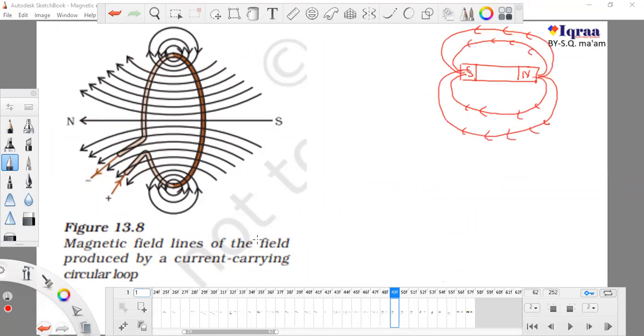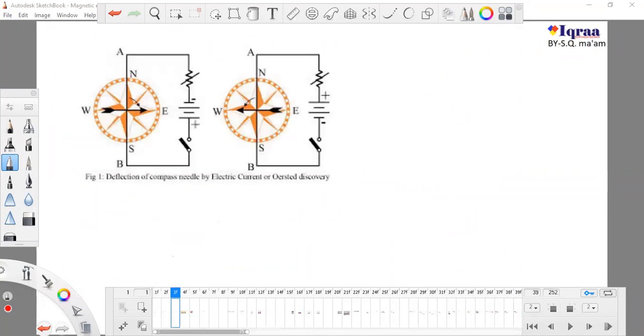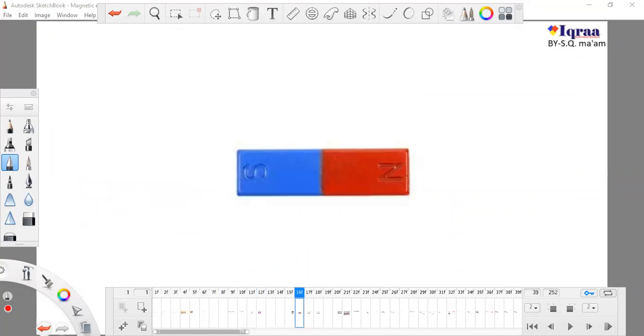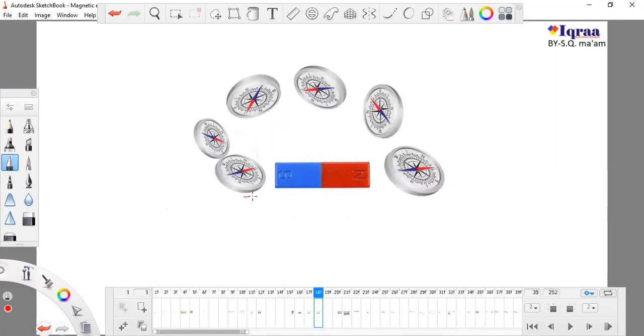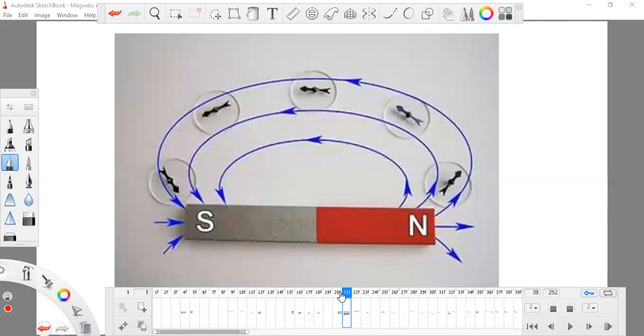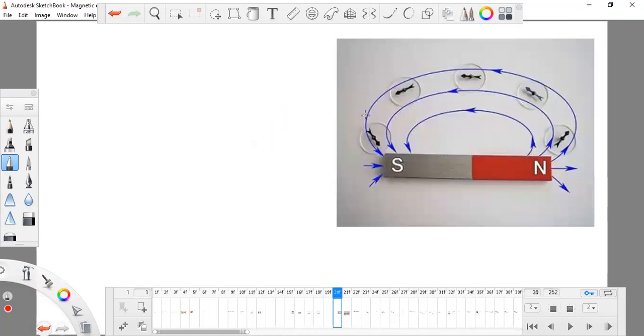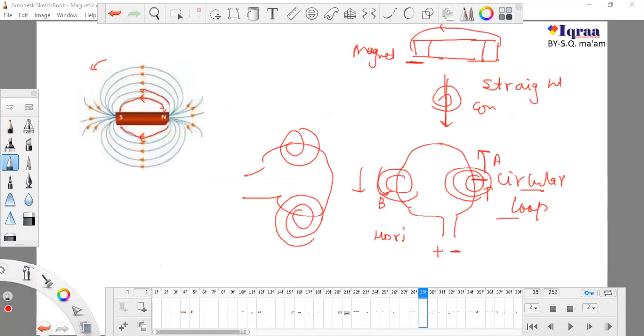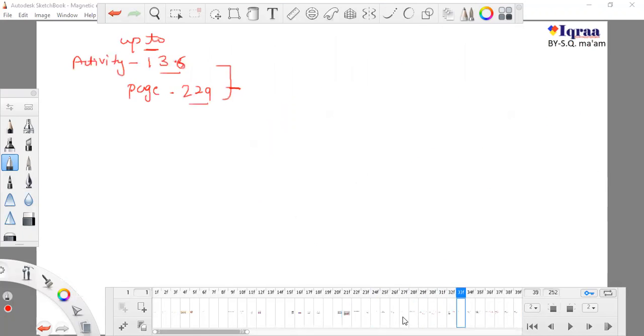I'm just showing you one thing again. I'm showing you this bar magnet, and we did this same thing, by which we obtained this. You can see how, with this compass, these lines always start from north and end at south. We did this by using a compass. And there are some properties of magnetic field lines.